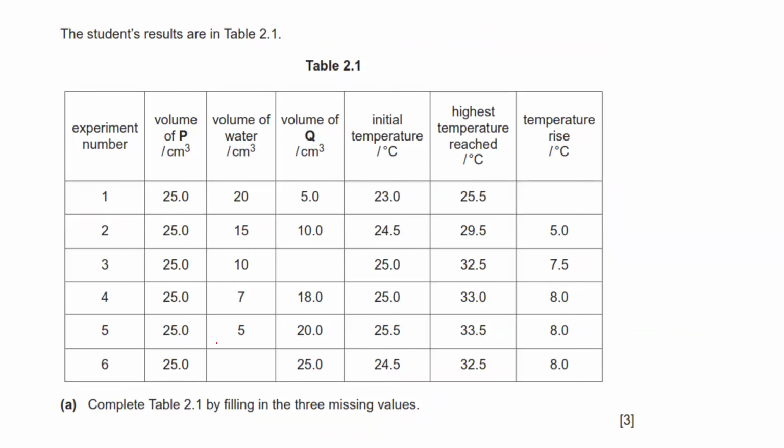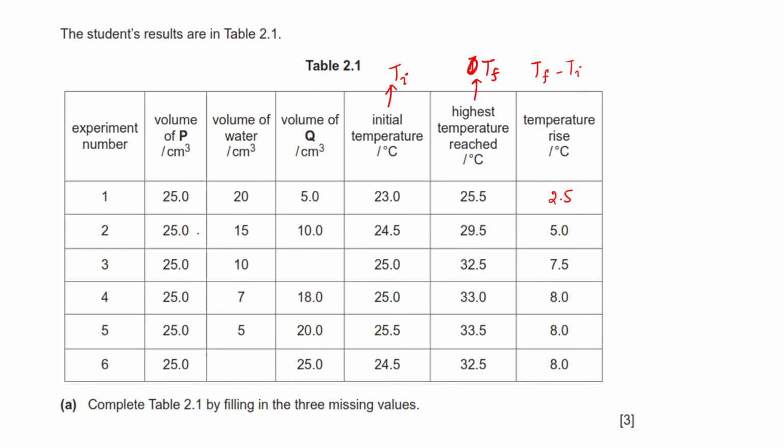So in experiment 1, it says volume of P, volume of water, volume of Q, temperature. So the rise in temperature is basically the difference between T final minus T initial. So this is your final temperature. This is your initial temperature. So the difference here is 2.5 degrees centigrade.